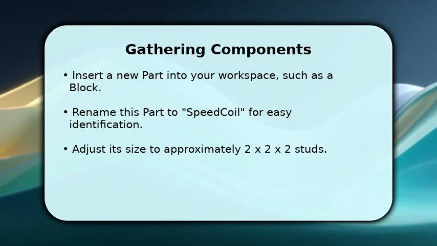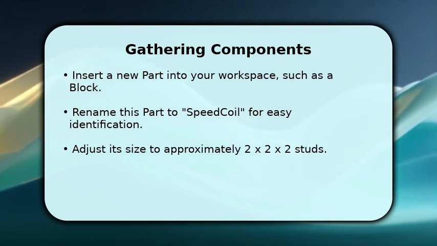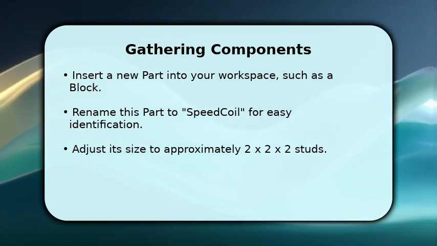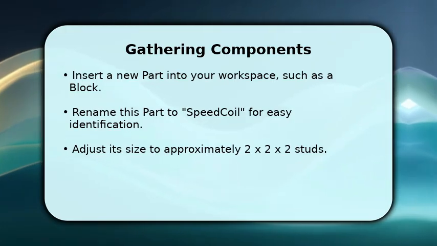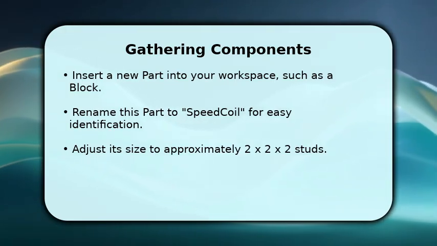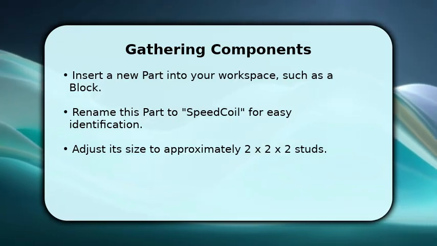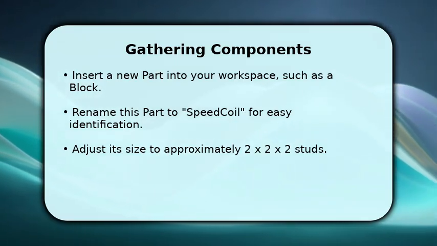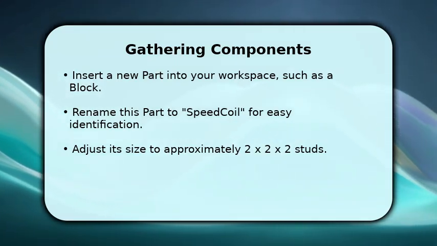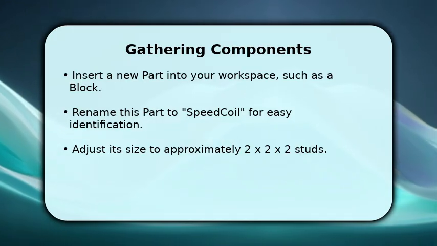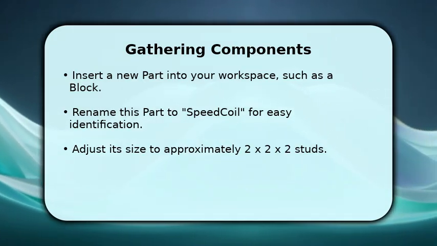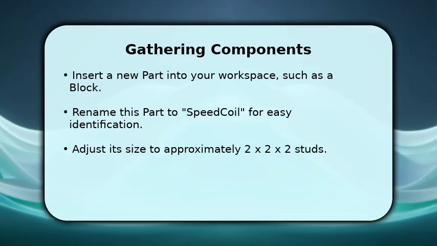Now, let's gather the essential components. Begin by inserting a new part into your workspace. A simple block will work perfectly. Rename this part to Speed Coil so it's easy to find later. You can also adjust its size to something manageable, perhaps 2 by 2 by 2 studs, and set its color to something distinctive. This physical object will be what players interact with in your game.